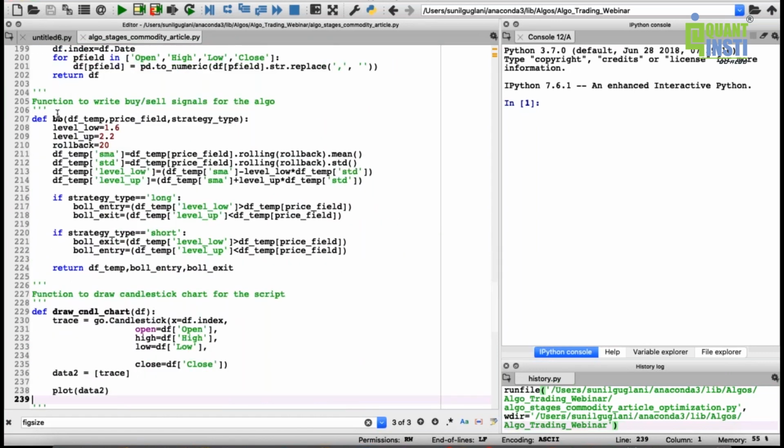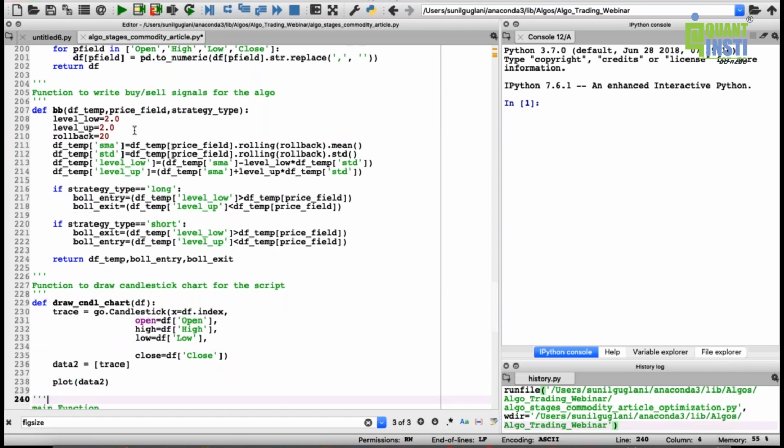The next function: we have decided that we'll go with the indicator called Bollinger Band. So I've defined this function as BB, that is Bollinger Band. This particular function will make the levels like mean, upper level and lower level using the standard deviation and mean. If you see DF temp, price field and strategy type are there. On the basis of that, it will make the levels. We have to define the rollback period, how much rollback period we need to see. On the basis of that, the mean and standard deviation will be defined. We have decided that we'll go for 2 and -2, so standard deviation below 2 and standard deviation above 2 we will be using. This function is for drawing the candlestick chart.